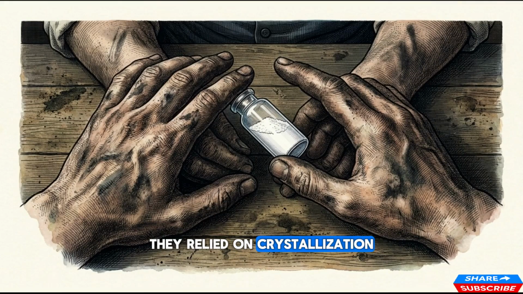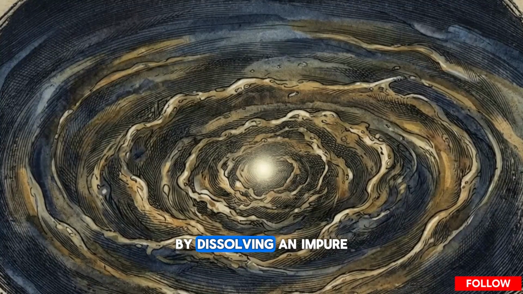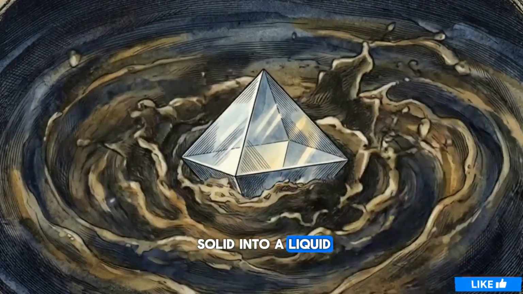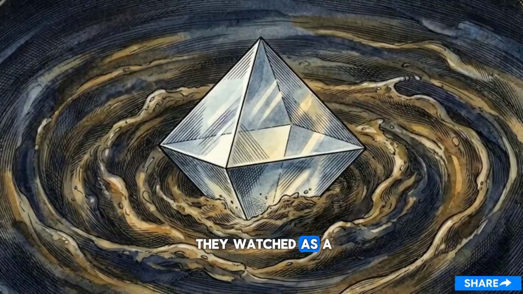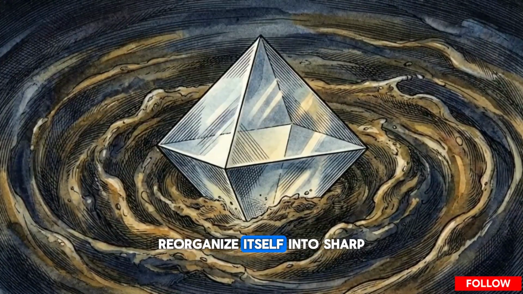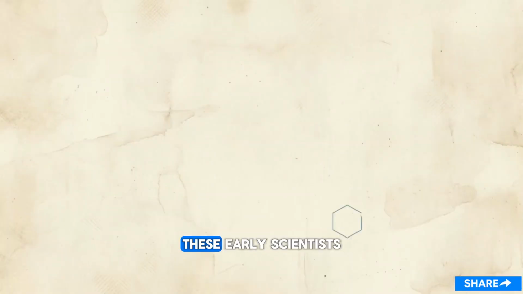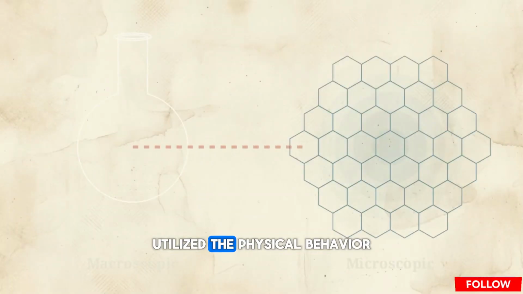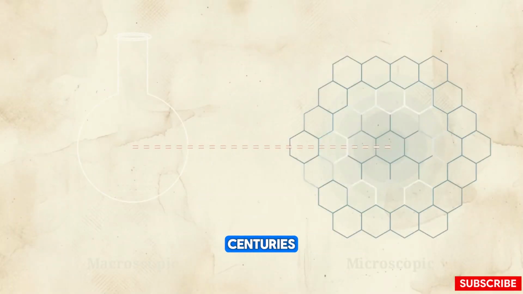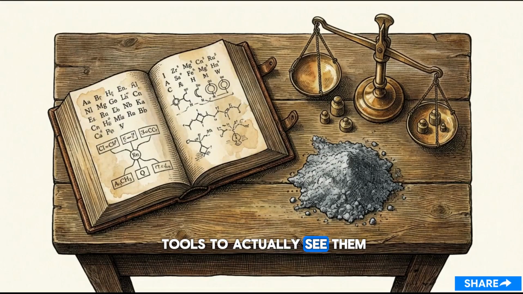They relied on crystallization. By dissolving an impure solid into a liquid and letting it cool, they watched as a chaotic mixture reorganize itself into sharp, solid geometric shapes. In doing so, these early scientists utilized the physical behavior of molecules centuries before they had the tools to actually see them. The process begins by increasing the solubility of a substance.